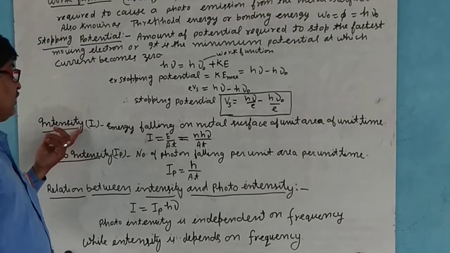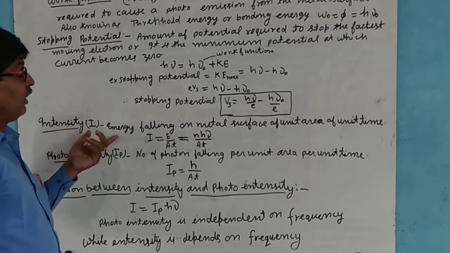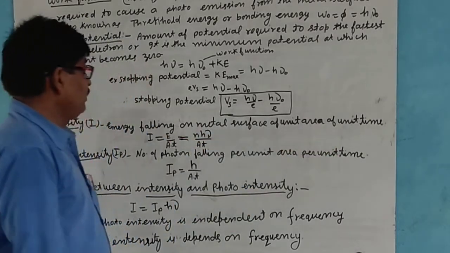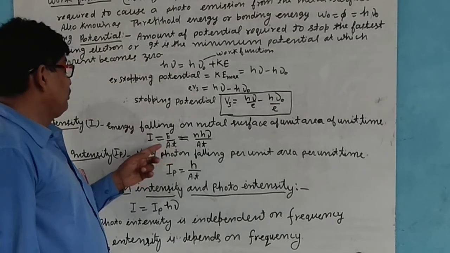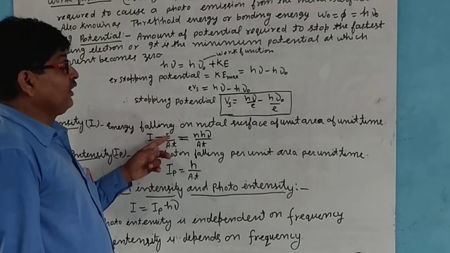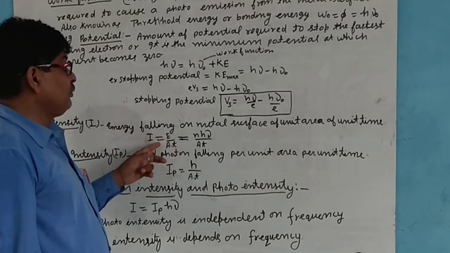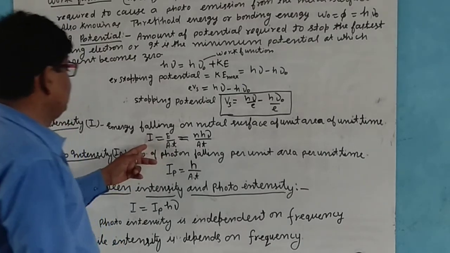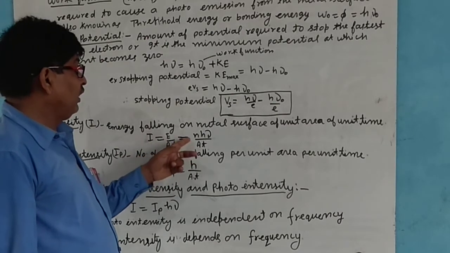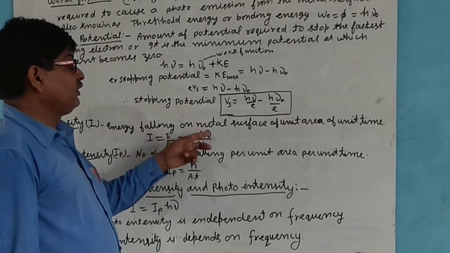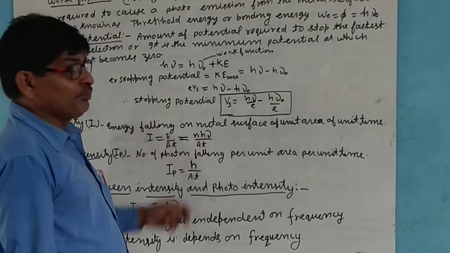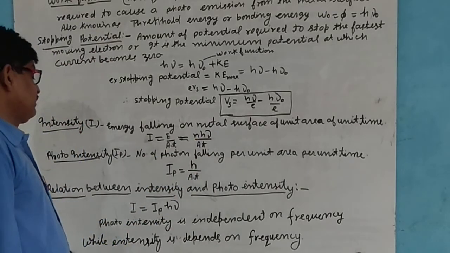Now intensity. Intensity is the energy falling on the metal surface per unit area per unit time. It is defined as I equal to E by A t, and E equal to n h nu, where n is the number of photons, h is Planck's constant, and nu is the frequency.